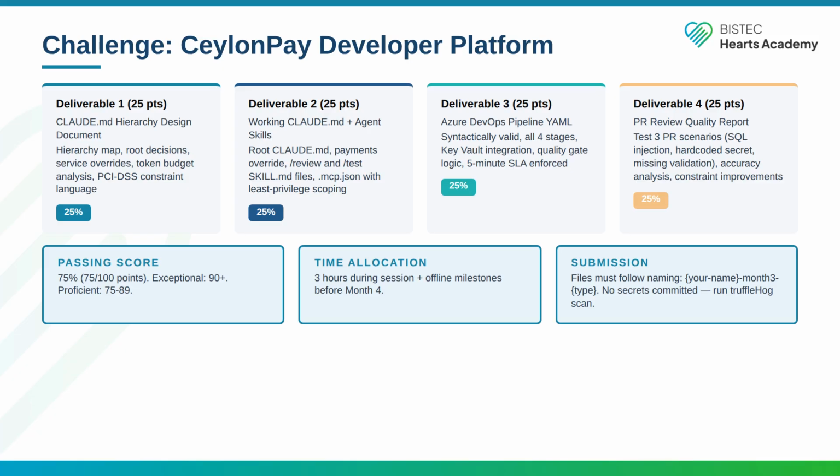Passing is 75%. The path to exceptional requires architectural thinking and constraint specificity. Generic constraints like "follow security best practices" score lower than specific testable constraints like "never concatenate user-supplied input into SQL query strings. Always use parameterized queries via Prisma's query API."